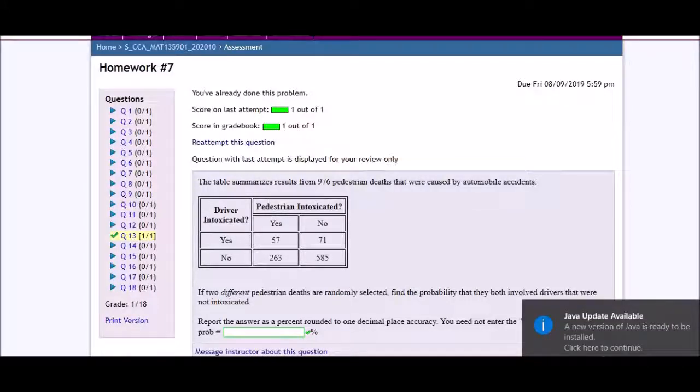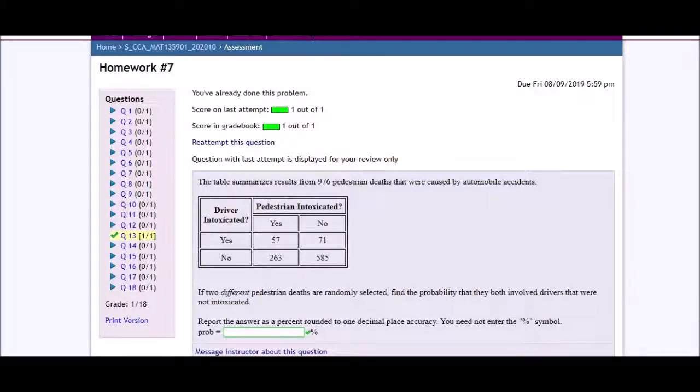Hello students, in this video I will show you how to solve number 13. I know many of you are confused by the concept of having a table. So I will explain what the table means and I'm going to solve this specific problem.